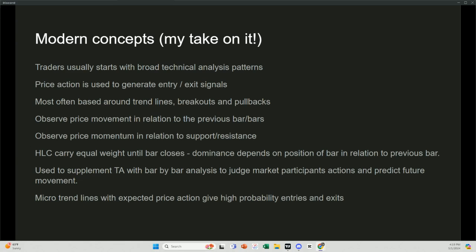Another one that I've thrown in at the bottom there is micro trend lines that confirm the expected price action, give you a high probability entry and exit, and that's where you can kind of turbocharge some of this stuff.